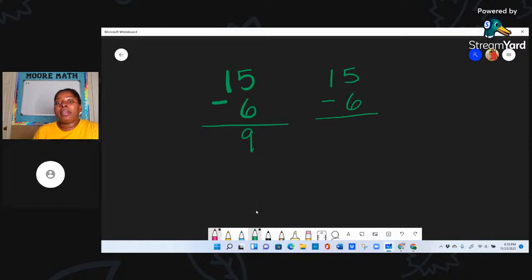So which way do you like better? Do you like to count backwards in this way, or do you like to count up where we did 7 all the way to 15? Count up. Okay. So let's do it again.